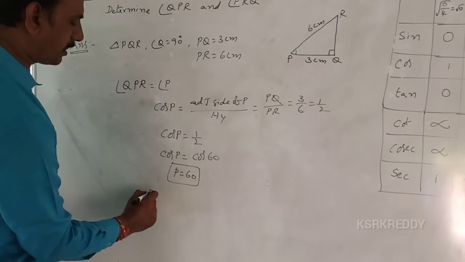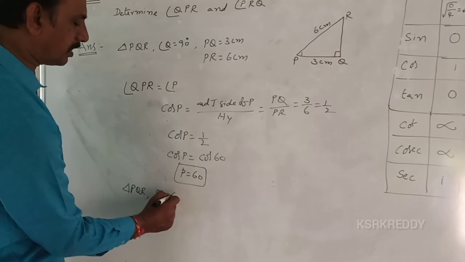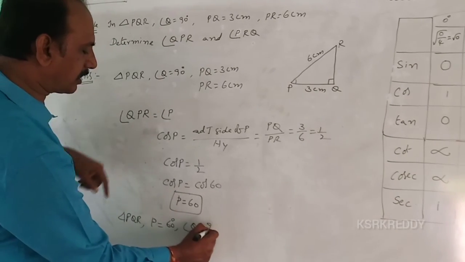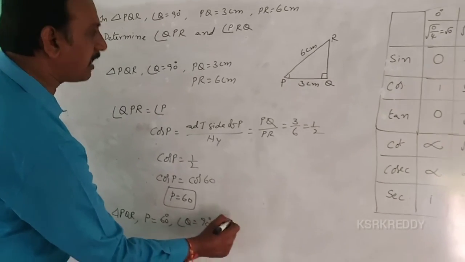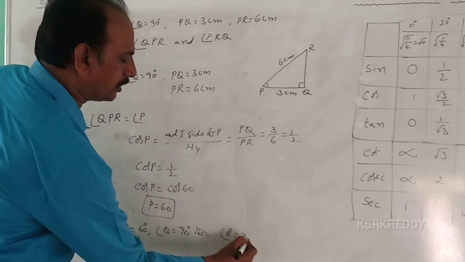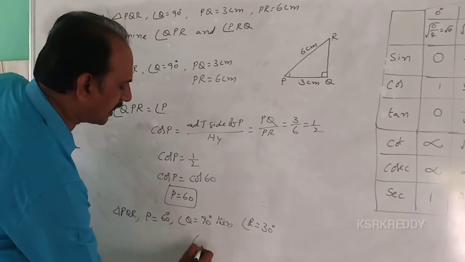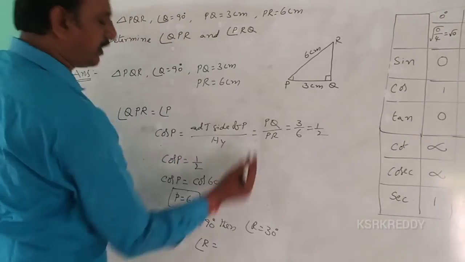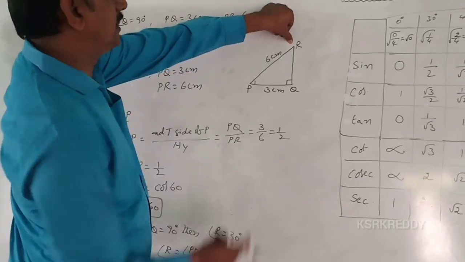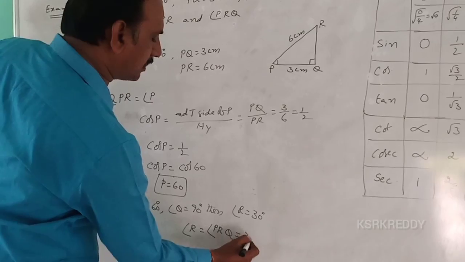We know that in triangle PQR, P equal to 60, angle Q equal to 90. Then angle R is equal to 30 degrees. We know that the sum of the angles of a triangle equal to 180. Therefore angle R, another name PRQ or QRP, is equal to 30 degrees.